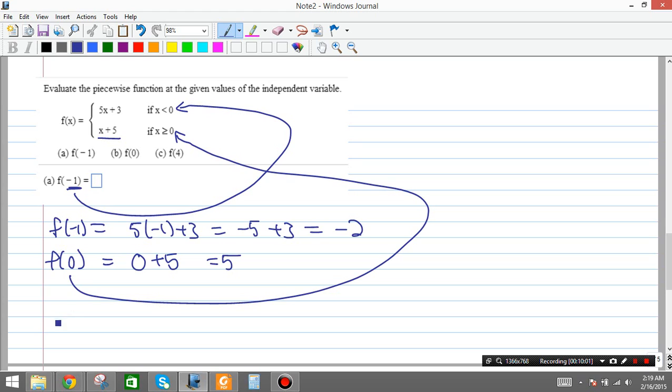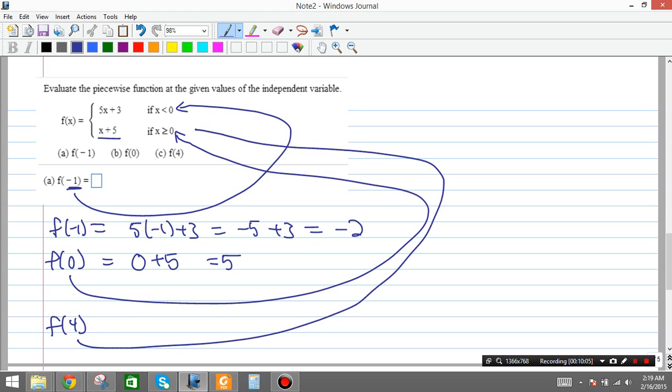F of 4. Well, 4 is greater than or equal to 0, and therefore I'm going to use the second rule. In this case, it's 4 plus 5, which is 9.